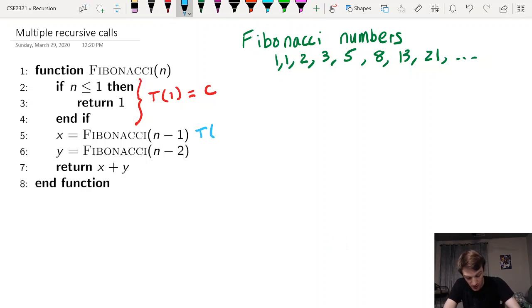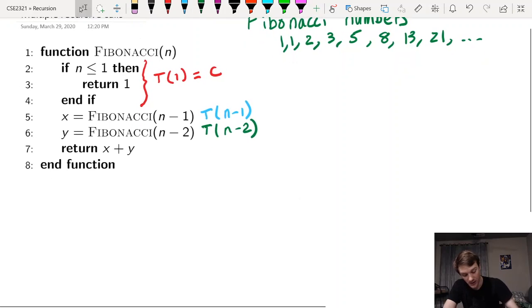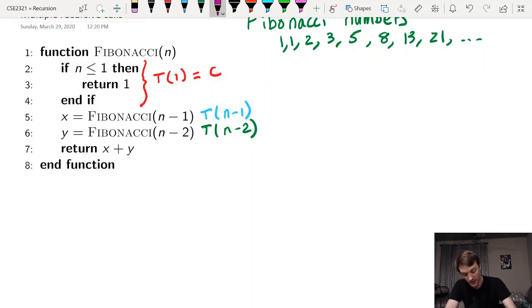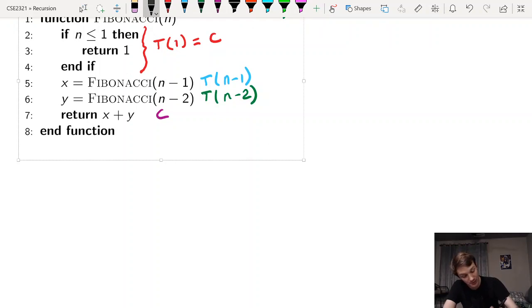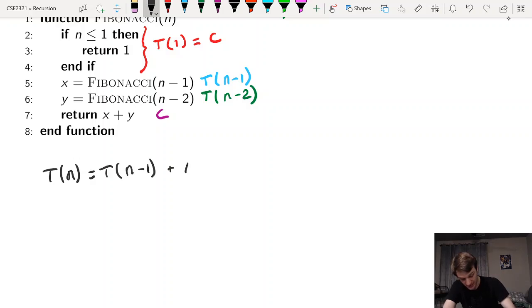A recursive call of size n minus 1. So we have a T(n-1) there. And we have a recursive call of n minus 2 as well. And then we have some other code that takes constant time to return and add those two numbers together. So the complexity of this function, T(n), is given by T(n-1) plus T(n-2) plus c.